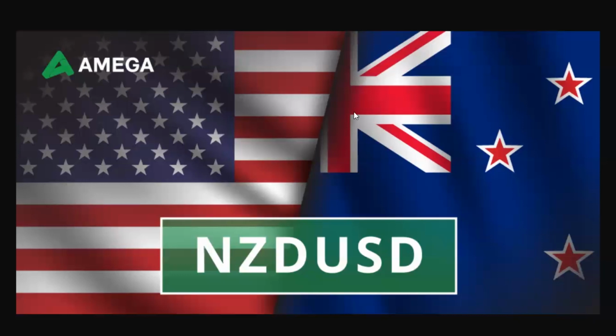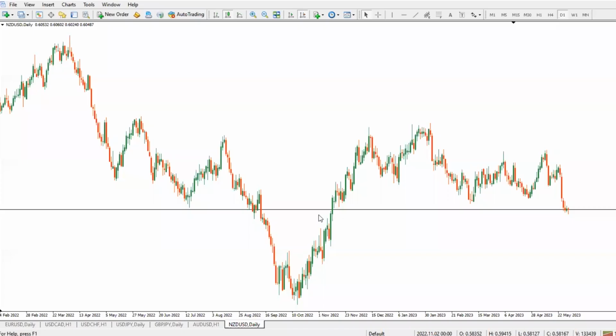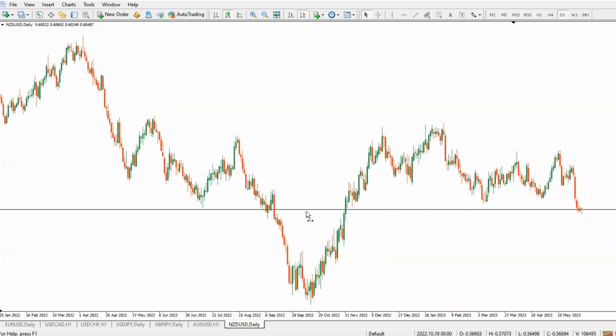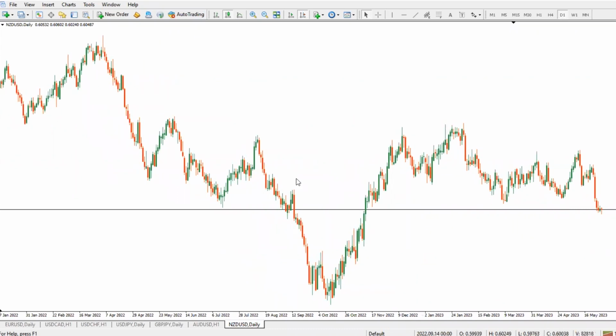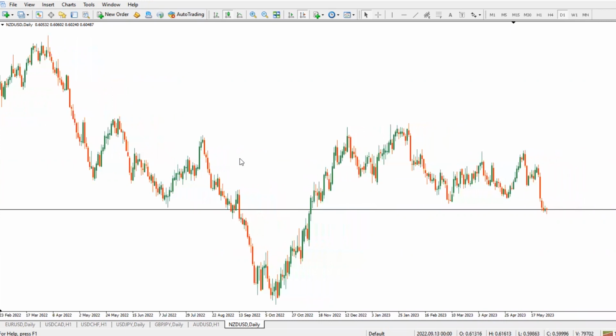So let's go to the MT4 and see how the market is setting up for the week. This is the NZDUSD chart. This looks very clean, and this is my high time frame, which is the daily. As you already know, I always begin from the high time frame, and then we break it down to the small time frame to get our engagement zone.